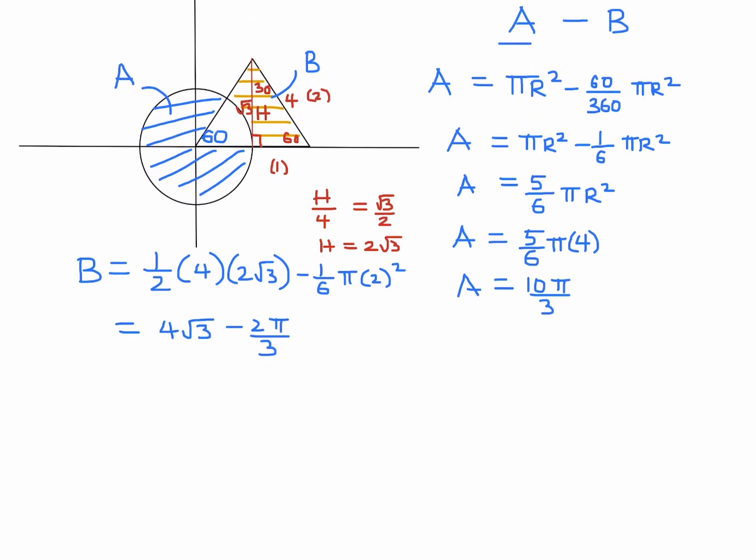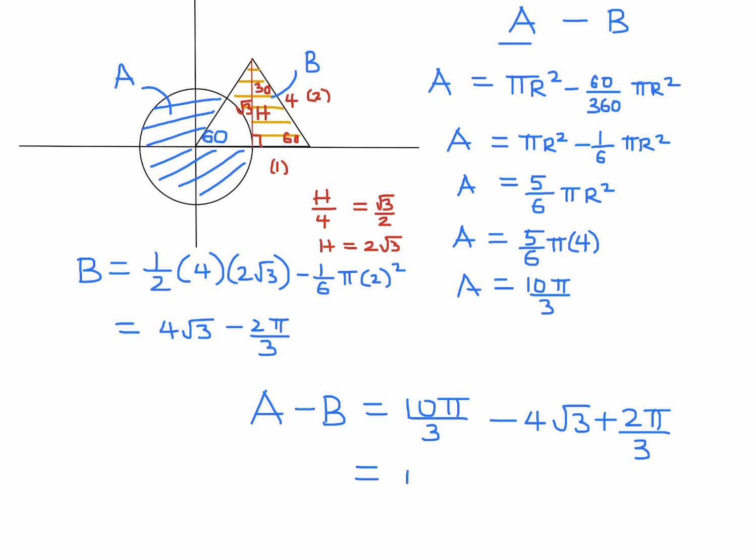So now I just have to figure out A minus B. A minus B is going to be 10 pi over 3 minus 4 root 3 plus 2 pi over 3, right? Because I'm subtracting. So that is 12 pi over 3 minus 4 root 3. That is 4 pi minus 4 root 3.